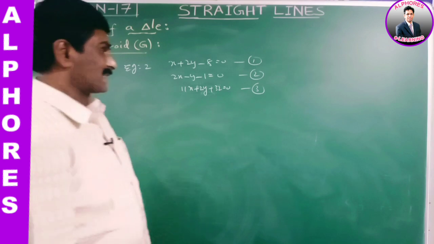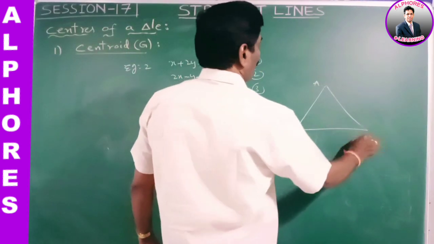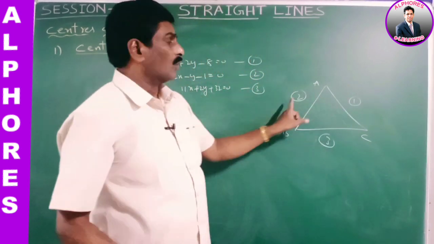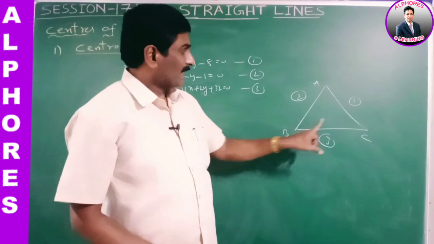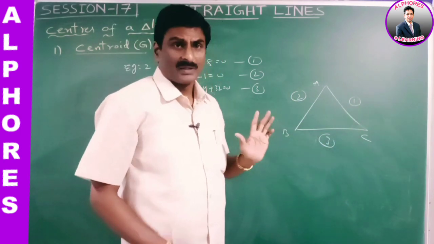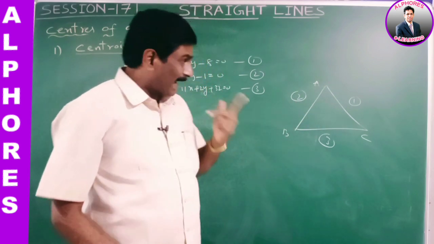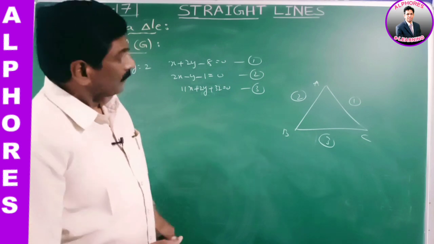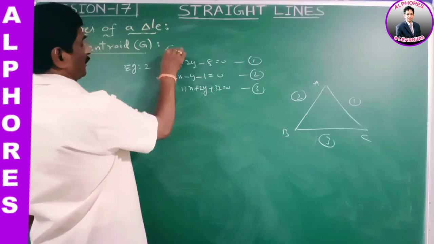First we find the vertices of the triangle ABC. Say it is the triangle ABC formed by line 1, line 2, line 3. By solving 1 and 2 we get the vertex A. By solving 2 and 3 we get B. By solving 1 and 3 we get C. That means (x1, y1), (x2, y2), (x3, y3) are found by solving these three lines. Please note the given equations.